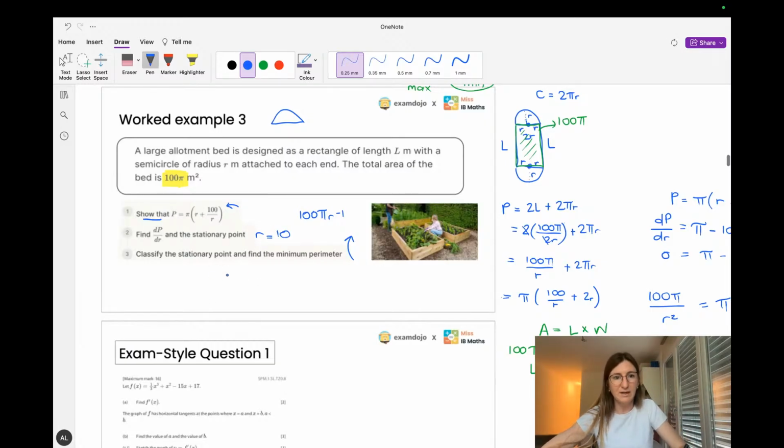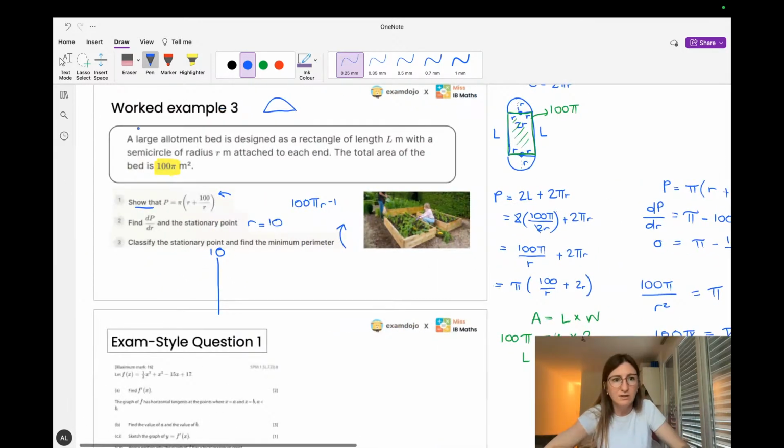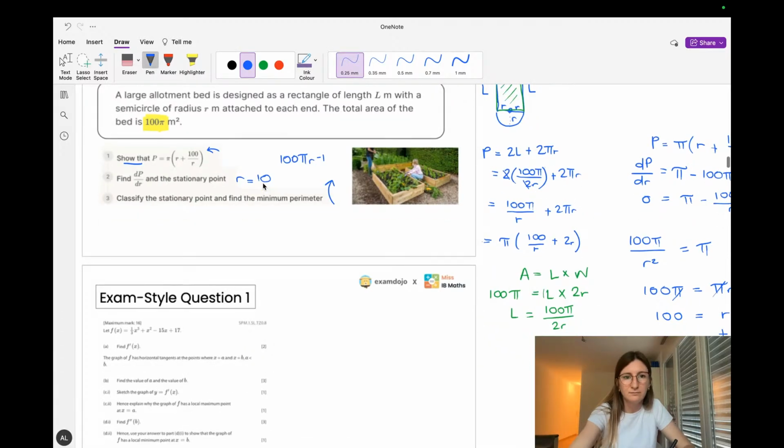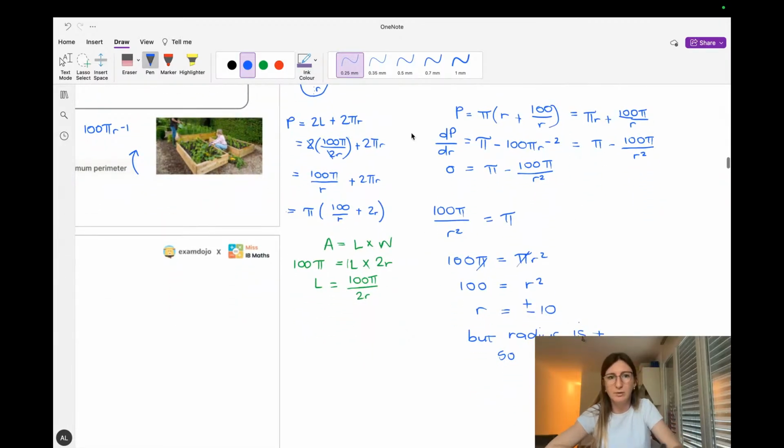Now we need to classify it. Is it a maximum or a minimum? So our sign table, in fact, it might be easier to do the second derivative here. What do we think? Yeah, let's do the second derivative because we just have to substitute one value of 10. Let's do our second derivative. Our first derivative was up here. I'm just going to highlight it.